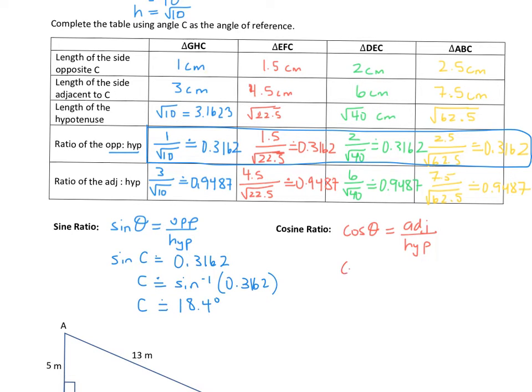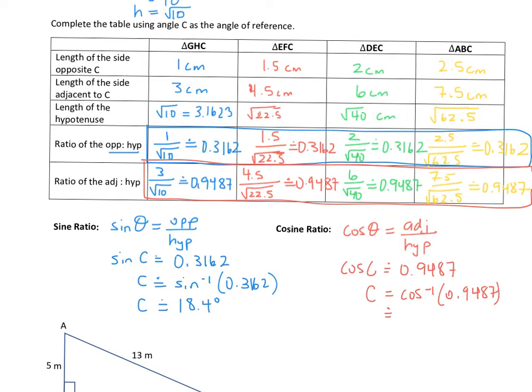Similarly, we can do that with the cosine. The cosine of angle C would equal this ratio, 0.9487. Again, to get angle C by itself, we're going to undo the cosine by doing the inverse cosine on the 0.9487. And again, we see that C is approximately equal to 18.4 degrees. All right, so those are our three primary trig ratios.